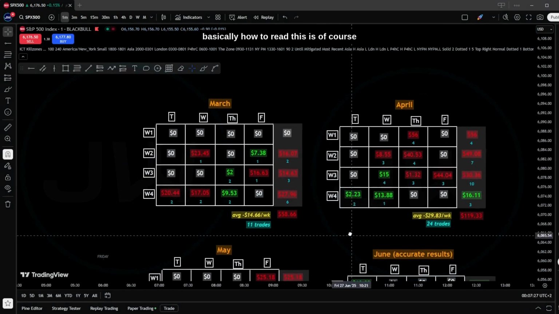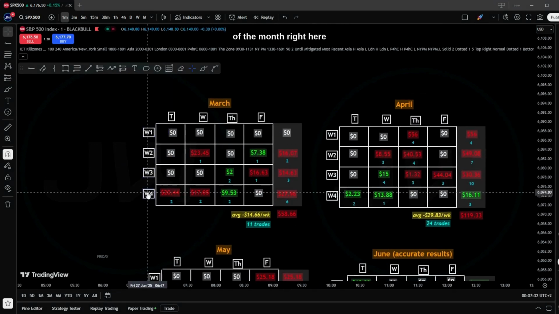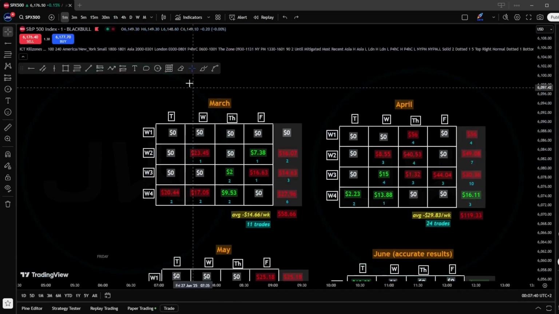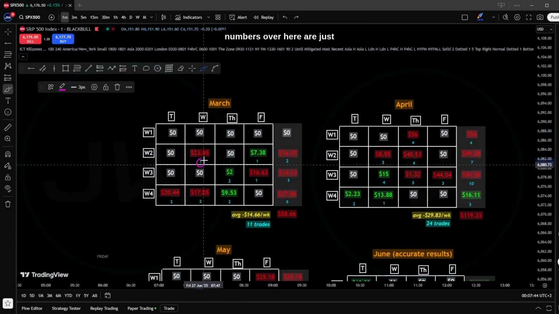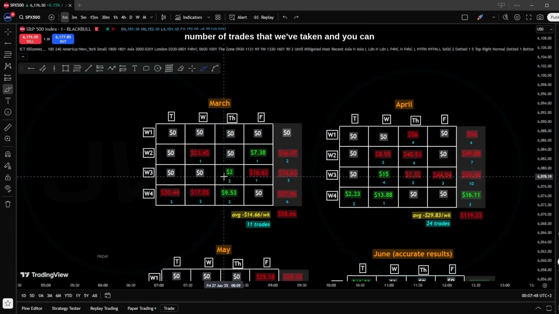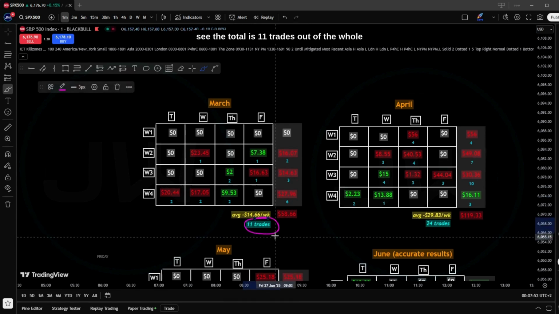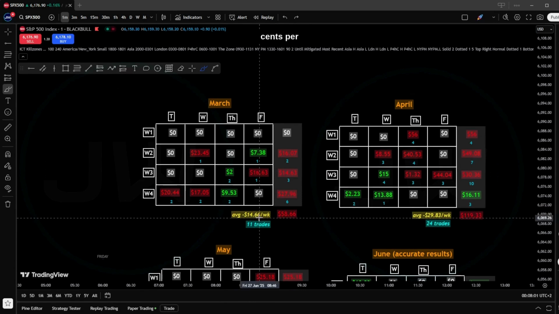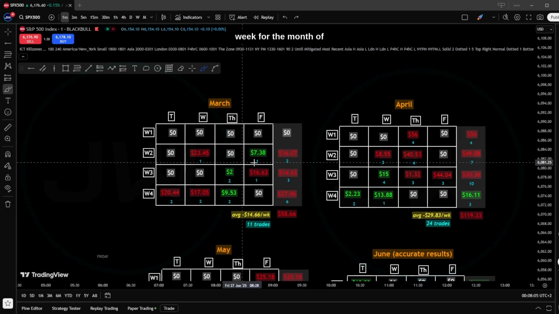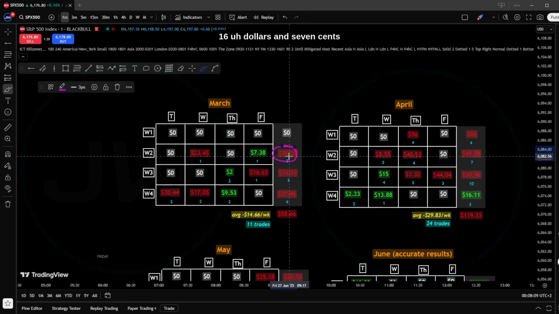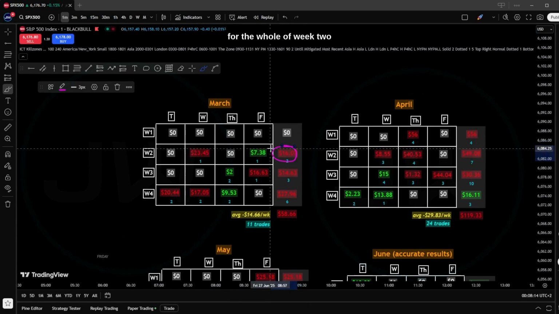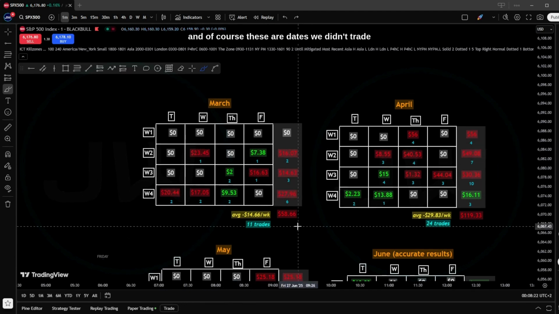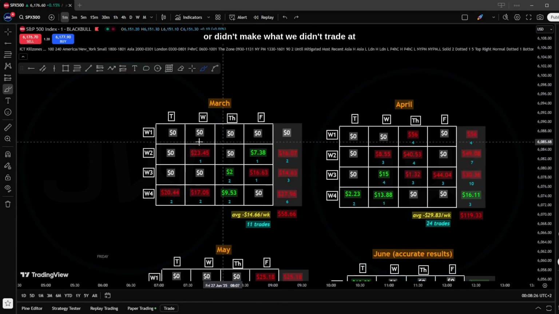And basically how to read this is, of course, the dollar amounts we have each week of the month right here. Let me just quickly draw. These blue numbers over here are just the number of trades that we've taken. And you can see the total is 11 trades out of the whole month. This is our average that we've made per week. So negative $14.66 per week for the month of March. These are the totals. So this is $16.07 for the whole of week 2. And all the red is, of course, our losing trades, and all the green is our profitable trades. And of course, these are the days we didn't trade at all.